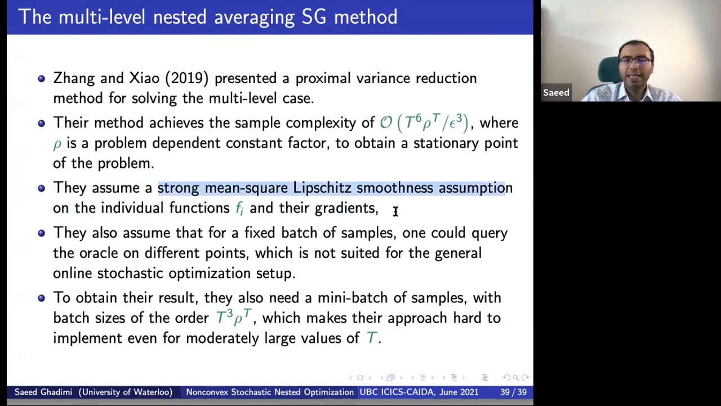But under the classical assumption, even for the single level case, you can get 1/epsilon⁴. And here I showed that no matter how many objective functions you have in the nested structure, you can still recover that 1/epsilon⁴ sample complexity. I think this is pretty much what I wanted to discuss today. Thank you. And I welcome any questions.